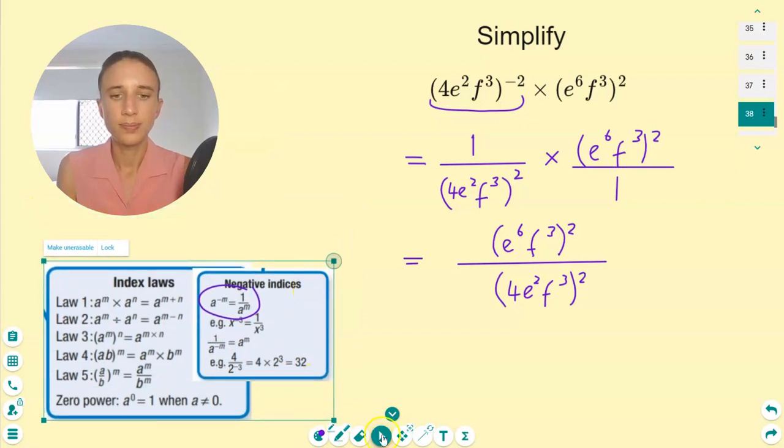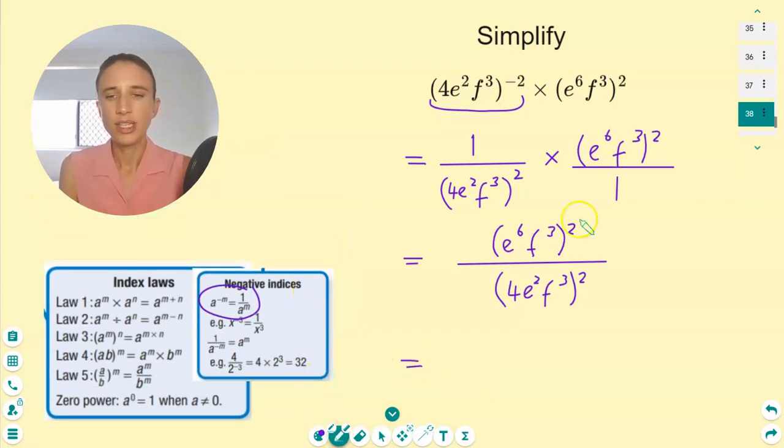Let's bring that down. Now, which of our index laws could help us expand these brackets? Looking over here, there's brackets, so it's going to be one of these. Can you work out which one it will be? Okay, it's going to be this one, law 3. We've got something inside the brackets raised to that power. And it could also be law 4 as well.